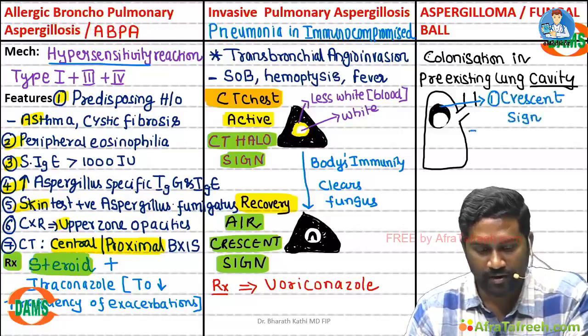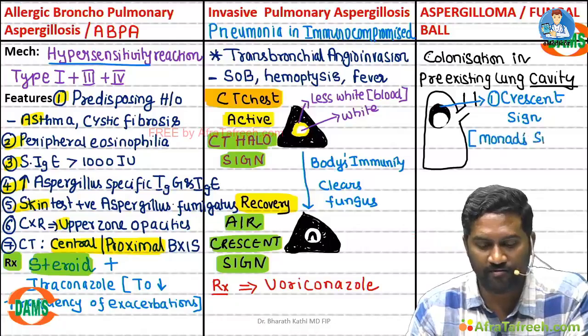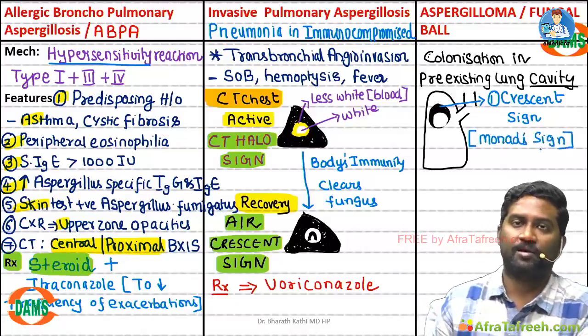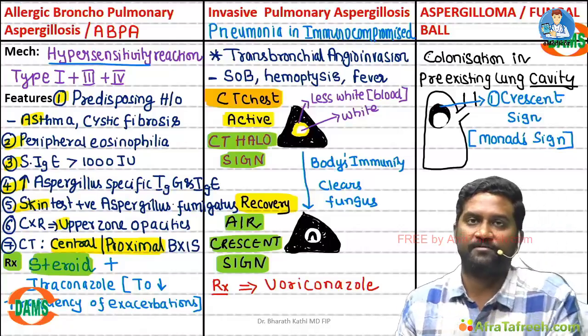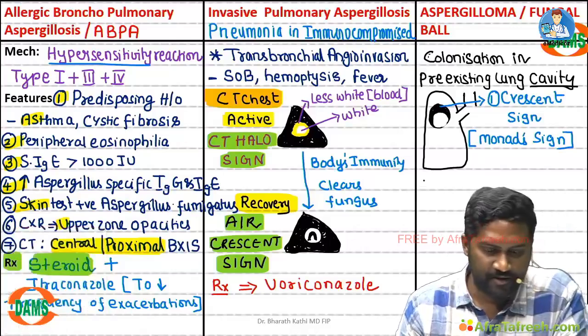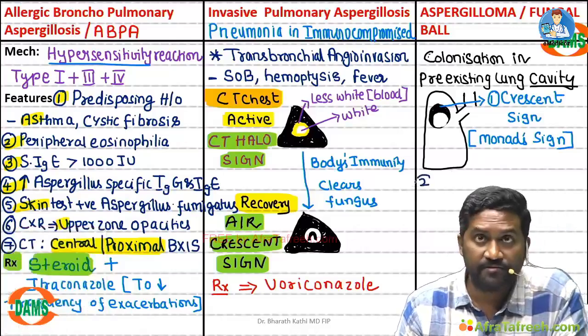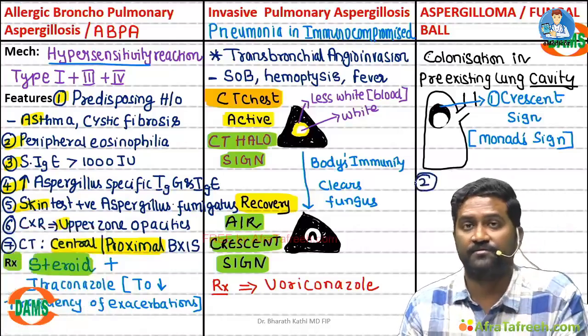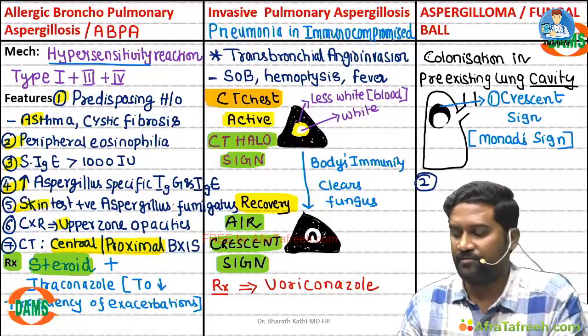But to avoid confusion with air crescent sign, it is given a special name called Monad's sign. This is the first finding. Now coming to the second finding, I told you this is just colonization, not invasion.